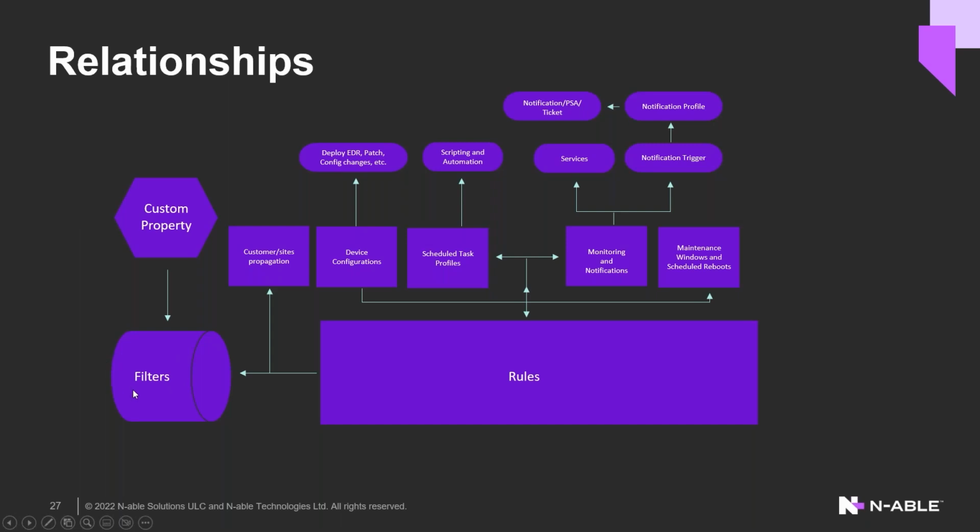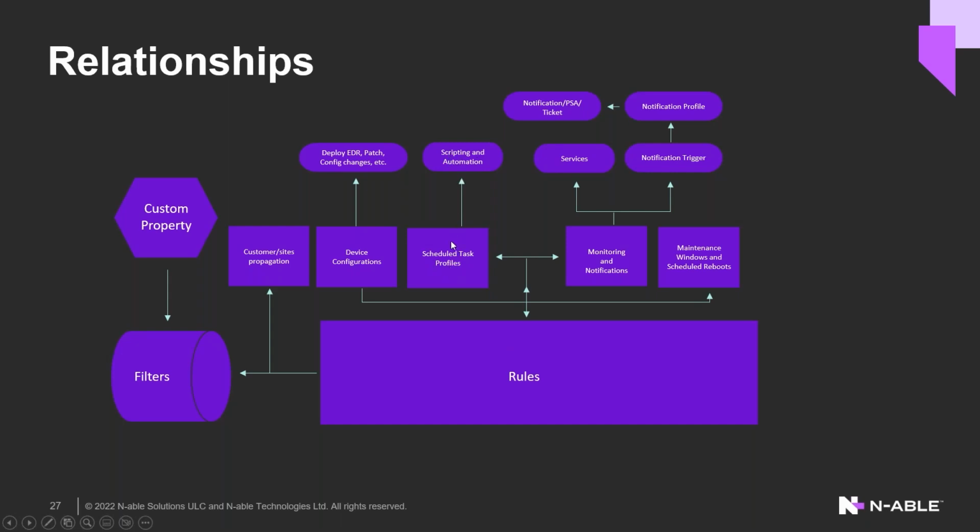It tells you what devices: Hyper-V servers, right? VMware, DC1 versus DC2, right? Custom properties interact with filters to really define, hey, this is patch management on a Monday or on a Friday. Okay. Those get propagated out to customers' insights based on device configurations, things like EDR, patch, config changes. You have things like scheduled task profiles. This is where scripting and automation play.